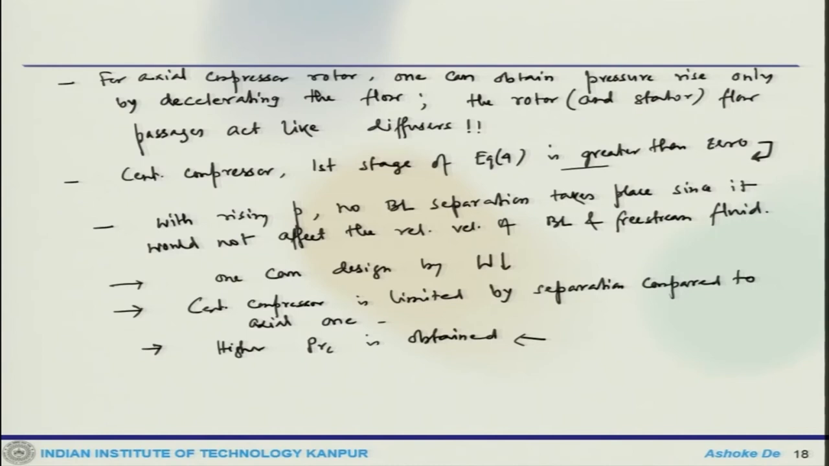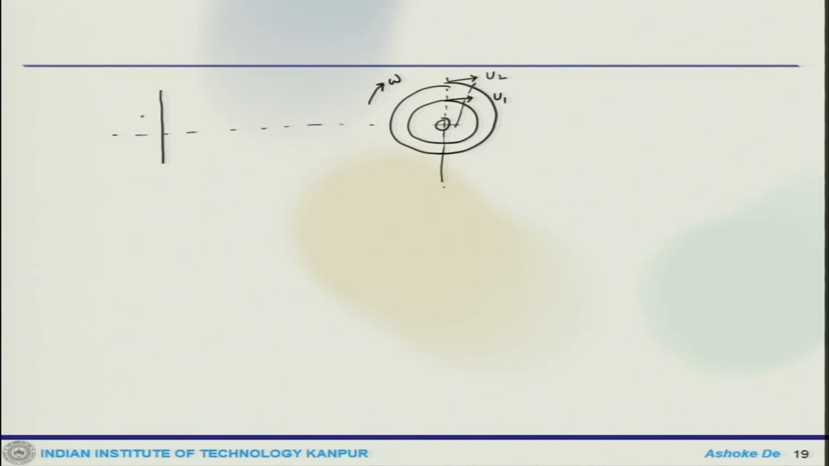Now, let us move to the rotor and see. Let me draw the picture first. We have this, then this one here, this one here. Let us say this is U2, this is U1, and this is how the rotation is. So, I can have a system like this, where the shaft is sitting there, and this is the schematic of the section.